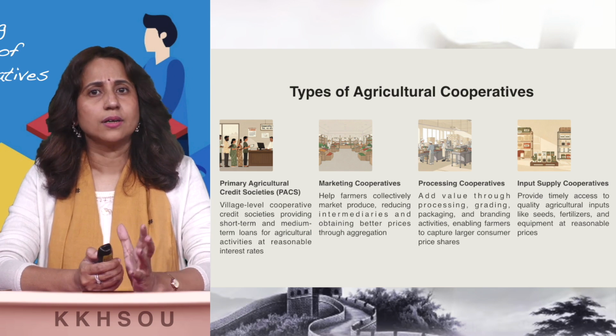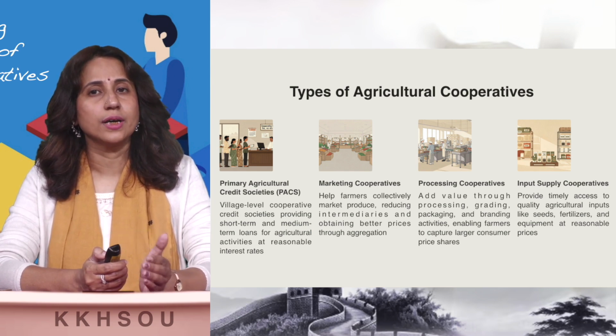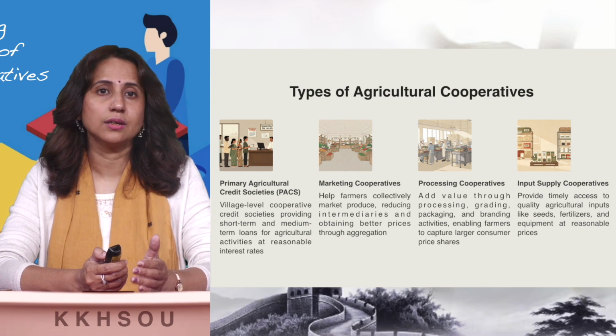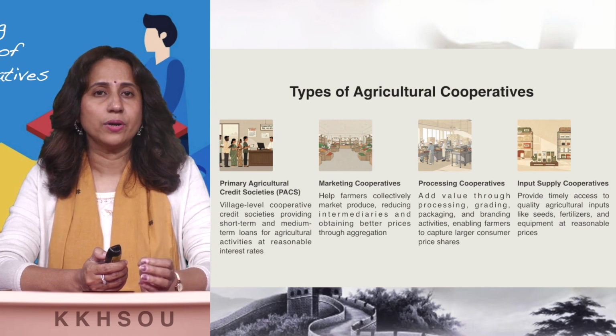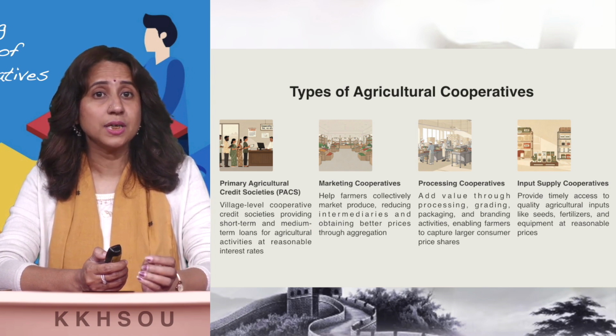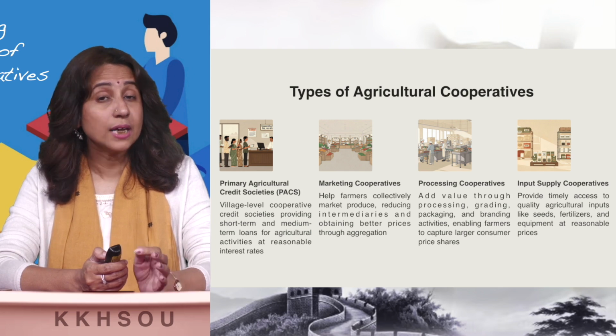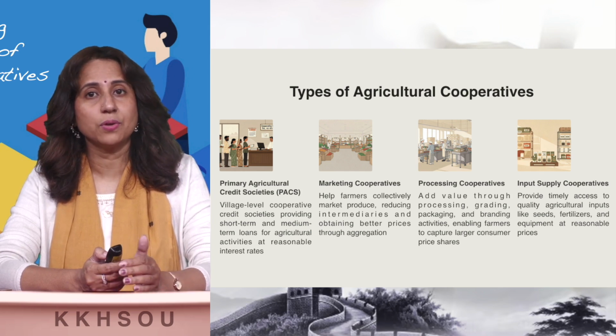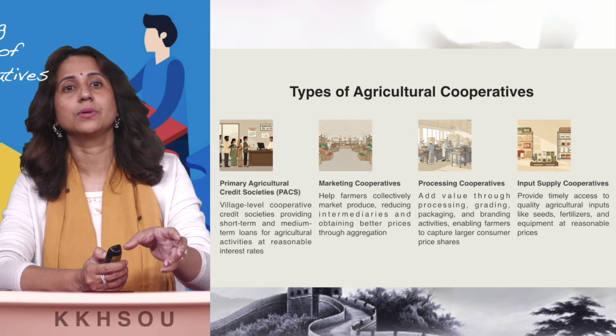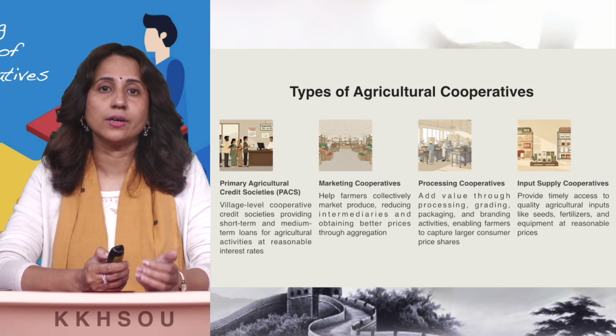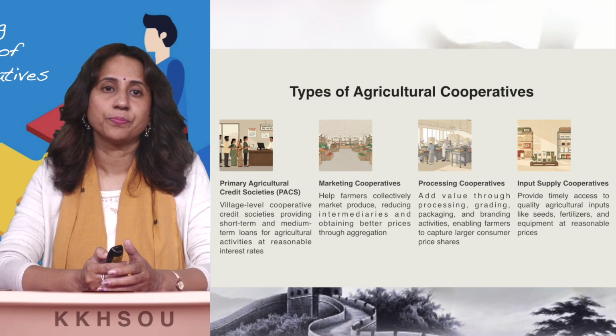Then let us now discuss the primary agricultural credit societies. Actually, it represents the grassroots level of the rural credit structure in India. And primary agricultural credit societies, PACS, are village level cooperative credit societies that provide short term as well as medium term loans to farmers for agricultural and allied activities.